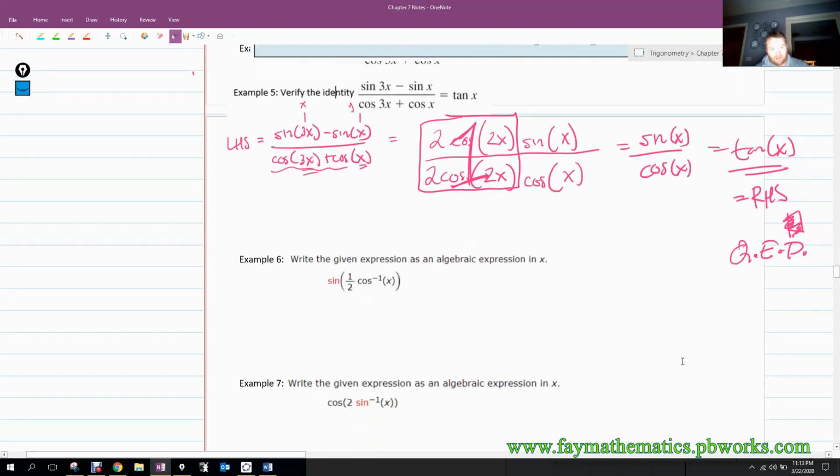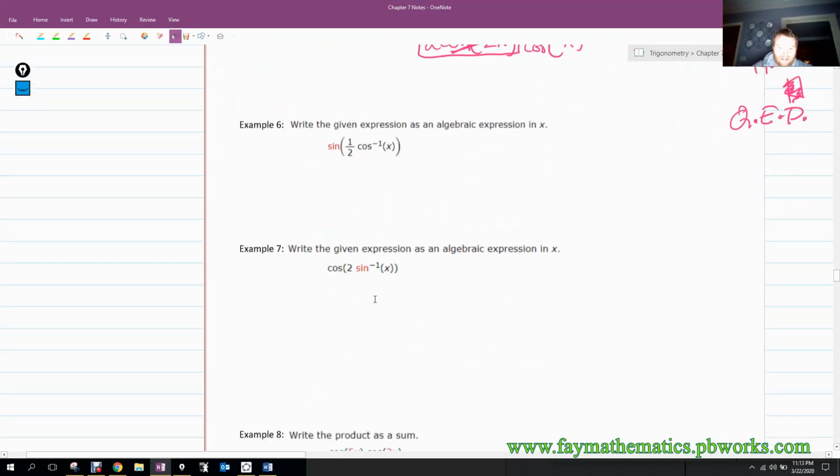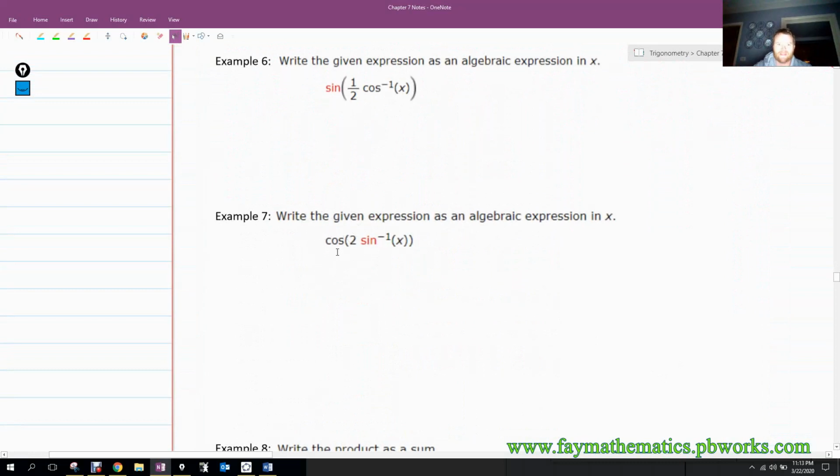Alright, so I'm just going to zip through the rest of these examples. Example 6 says sine of 1/2 equals cosine inverse of x. Okay, so this is a composite function. We're going to see what cosine inverse of x is. So remember what cosine inverse of x does. Whenever we see a cosine inverse, sine inverse, tangent inverse, we're going to draw a picture. Cosine inverse, we're going to assume it's in the first quadrant here. We can get numbers from 0 to 180 back.